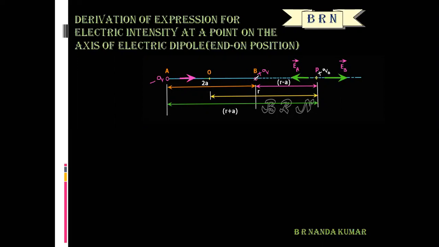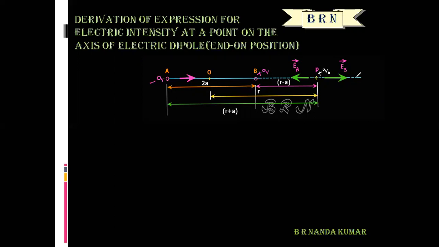Actually, this is the dipole axis. So minus q is located at the point A, plus q is located at the point B. So 2a is the vector distance, and it is directed from negative charge to positive charge. So a line passing through the dipole axis is called the axial line.